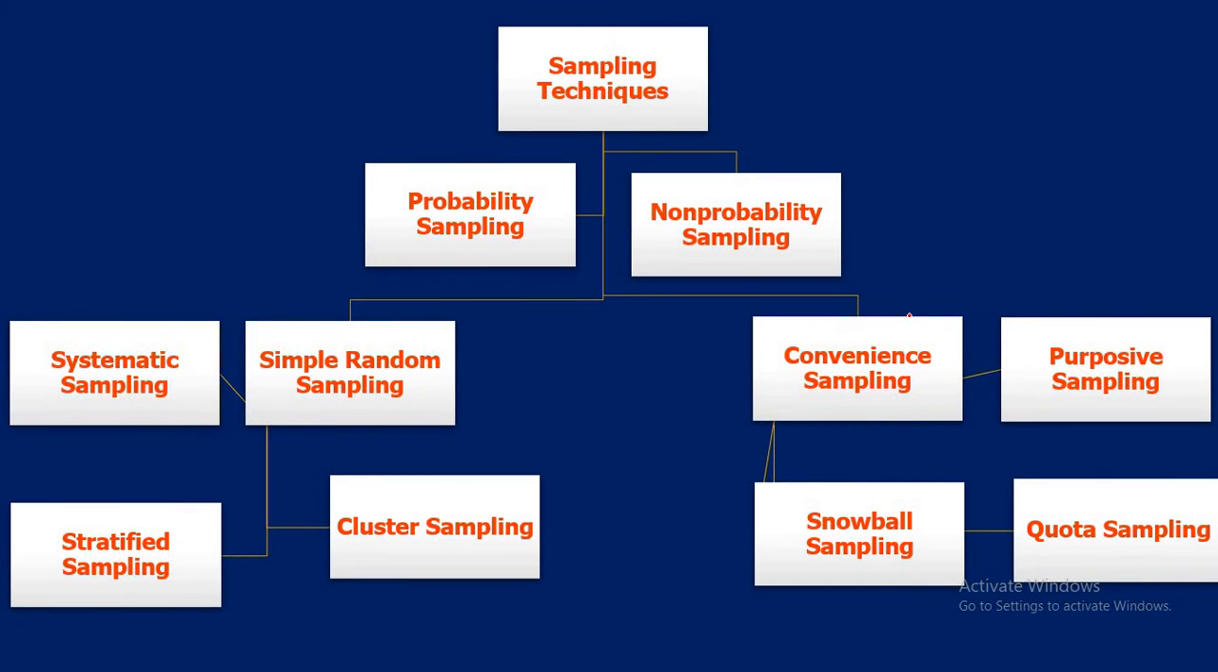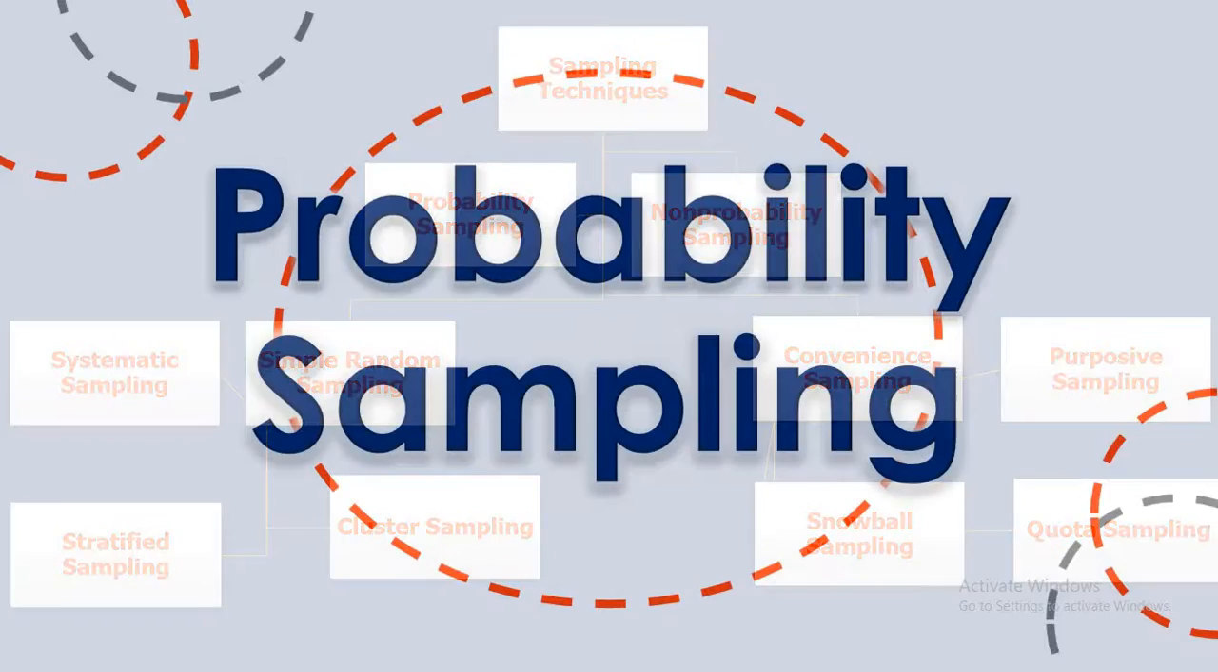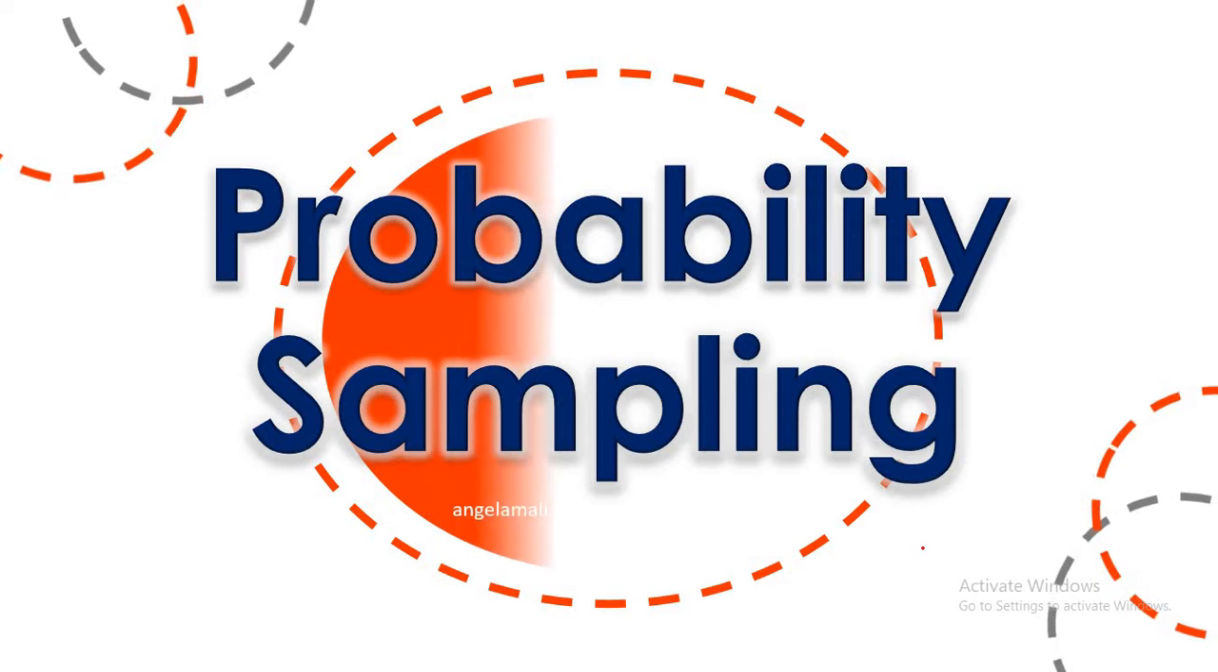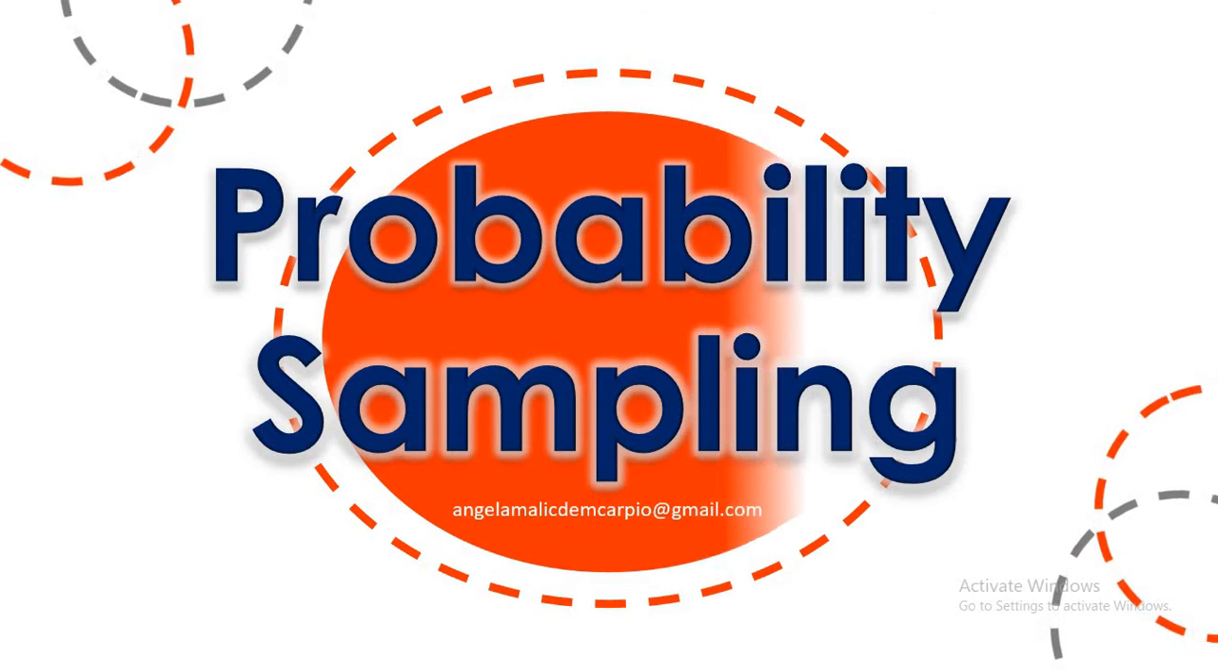This is the hierarchy of sampling techniques. We have probability sampling and non-probability sampling. Under each of them, we have four other types of sampling which we are going to discuss a little later. Let's first deal with probability sampling, and there are four.